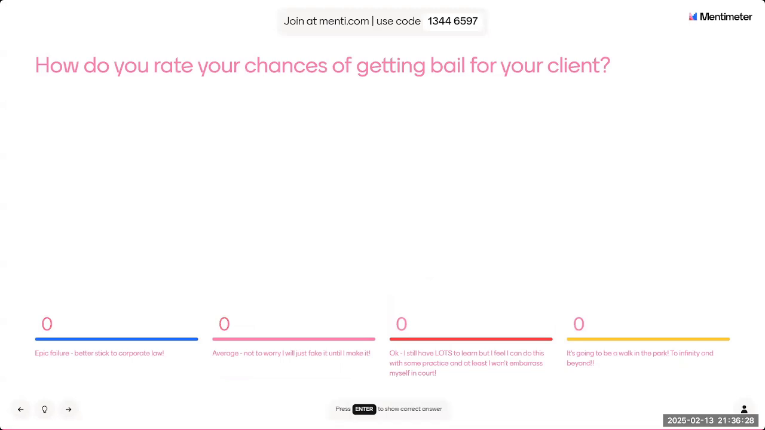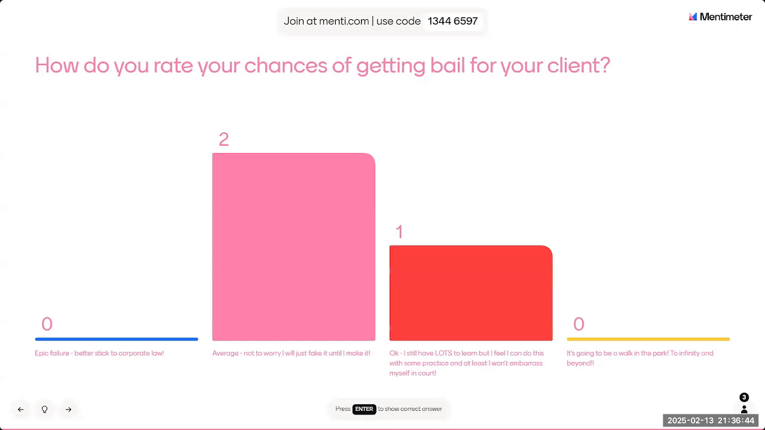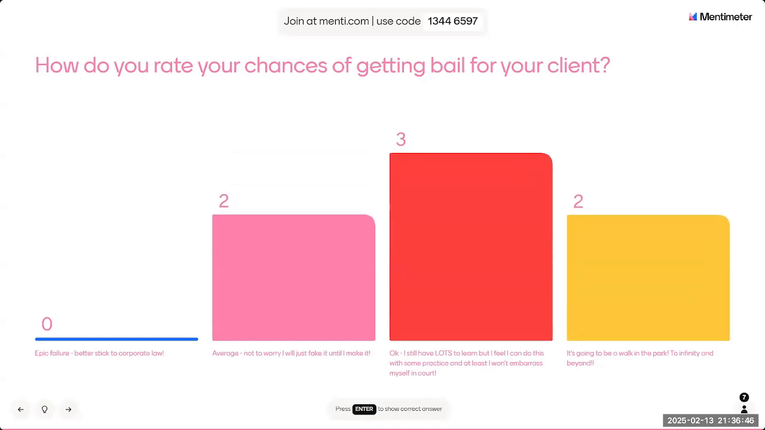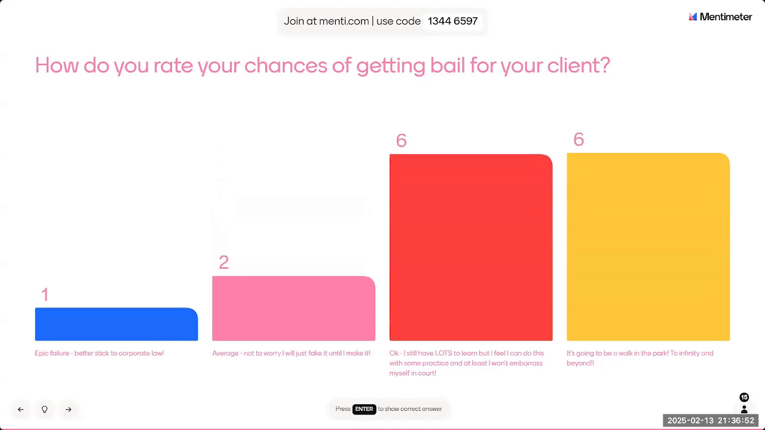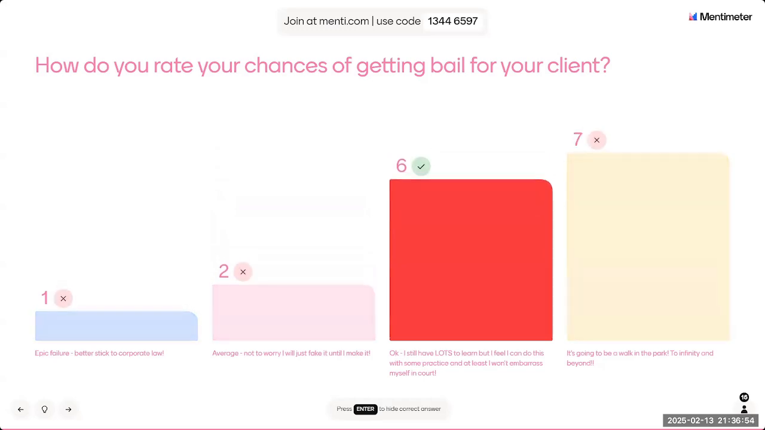How do you rate your chances of getting bail for your client? A: Epic failure, better to stick to corporate law. B: Average, not to worry, I'll just fake it until I make it. C: Okay, I still have lots to learn, but I feel I can do this with some practice and at least I won't embarrass myself in court. Or D: Total confidence, it's going to be a walk in the park to infinity and beyond. Hopefully, just a funny one to end, right?